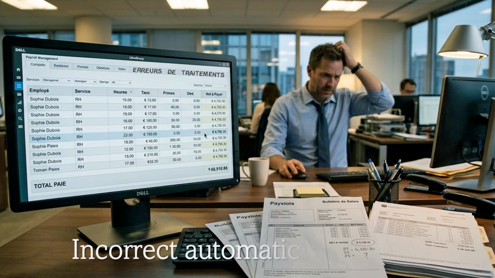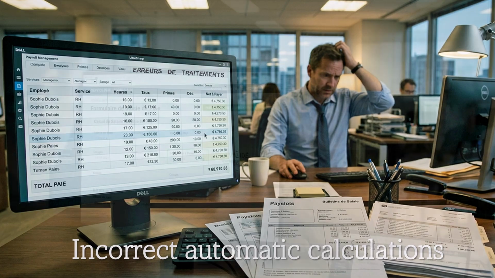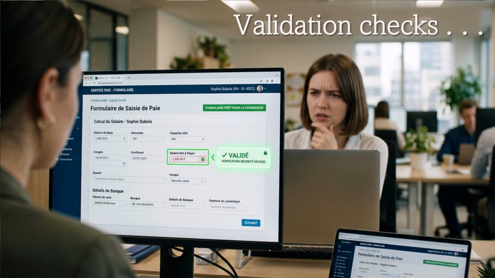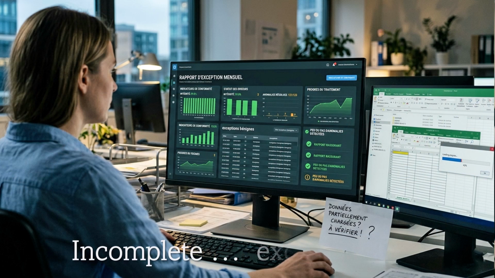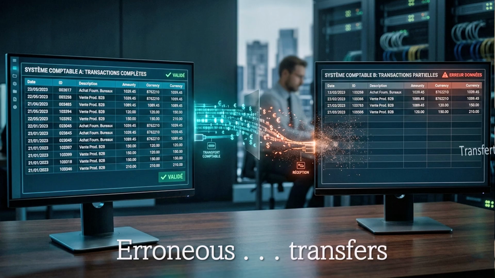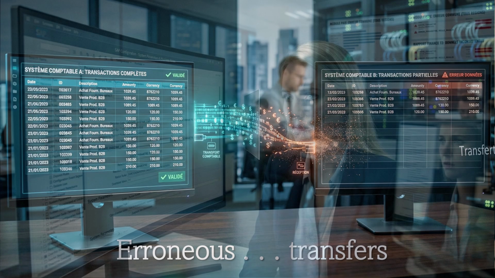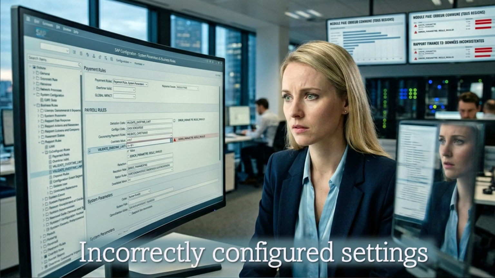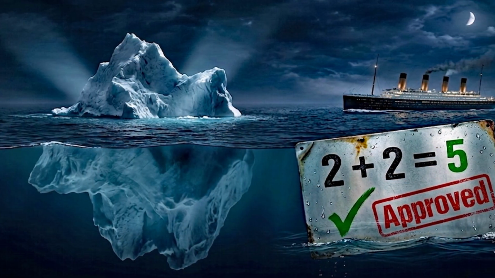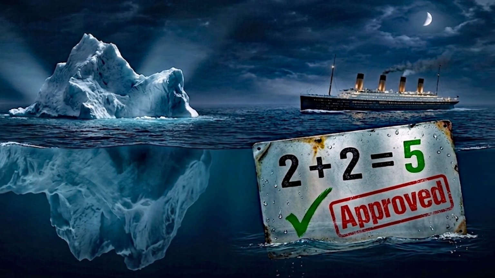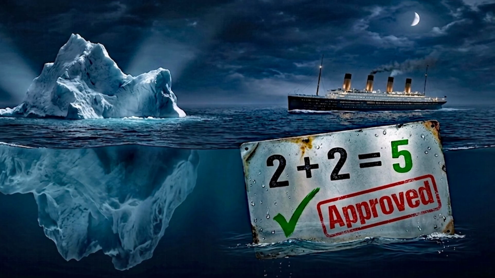An automated payroll calculation that's been wrong for 3 months. A data validation check designed to flag an error that lets everything slip through. An exception report based on incomplete data. Transactions that disappear into the accounting system's interface. Improperly configured management rules applied across the entire system. But something stands out. The control is there, visible, documented, but the result is wrong, and no one knows it.